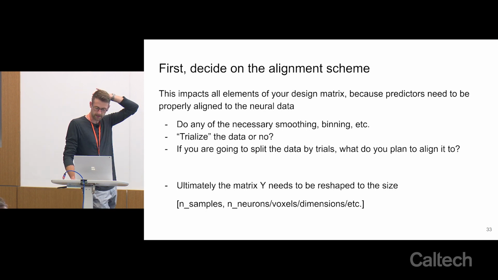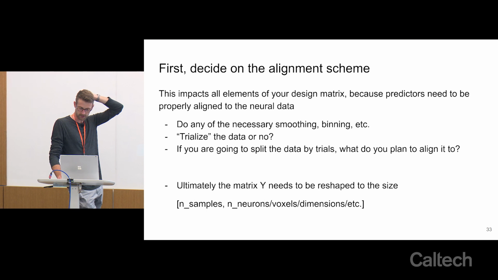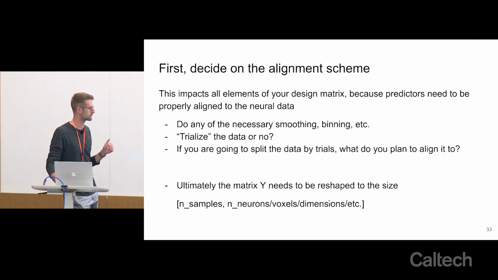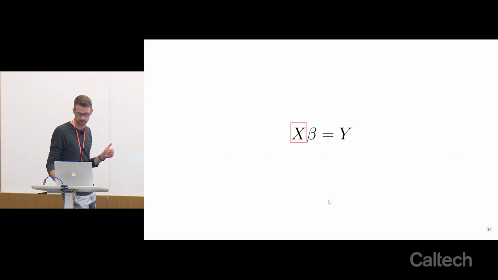And then ultimately, as we talked about a bit before, the shape of the matrix Y is going to be n samples, which is frames, by the number of neurons, voxels, dimensions, whatever it is you're trying to predict. And that's about it for getting your matrix of neural data ready.